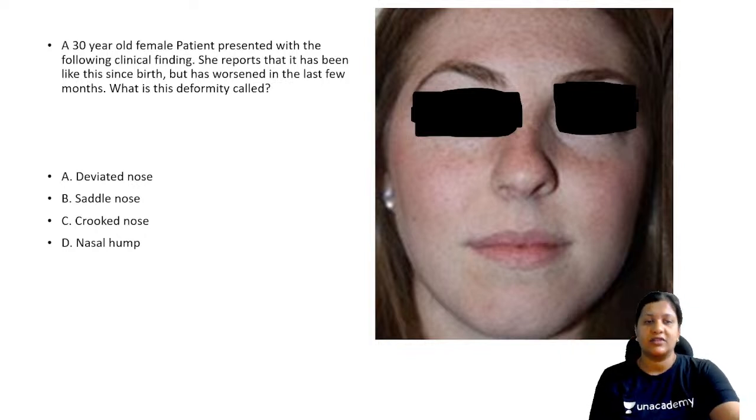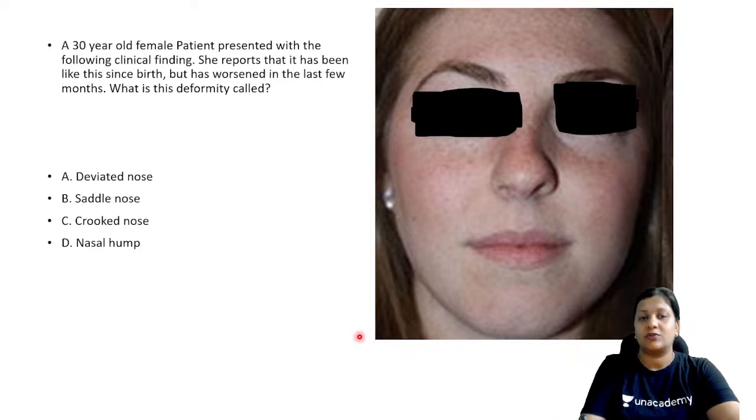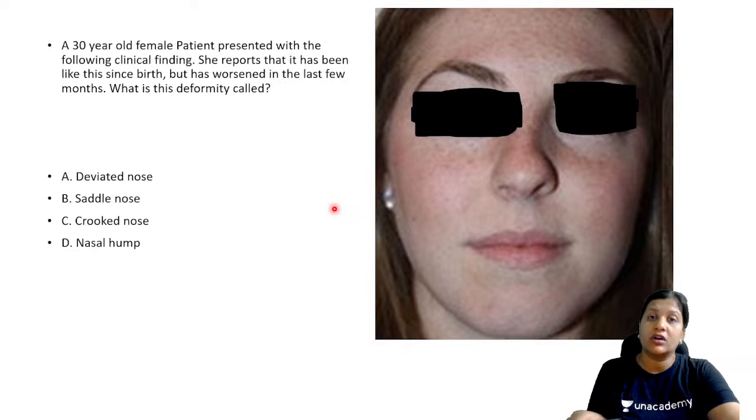So some of you are mentioning it as DNS, some as crooked nose, some as hump. Okay, so whenever we talk about nasal deformities, you need to know some important points. There are two types of nasal deformities. The first is the saddle nose or the hump nose, which are midline deformities of the nose. And then you have the crooked nose and the deviated nose, which are deformities of your lateral wall or the dorsum of the nose.